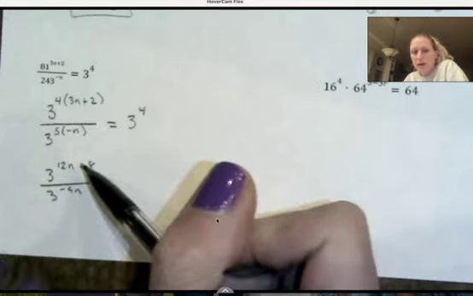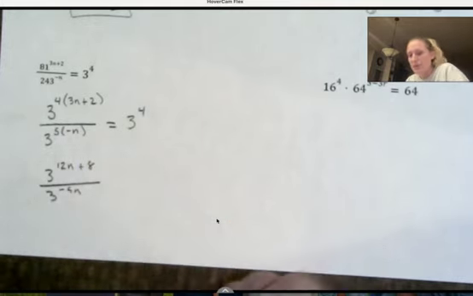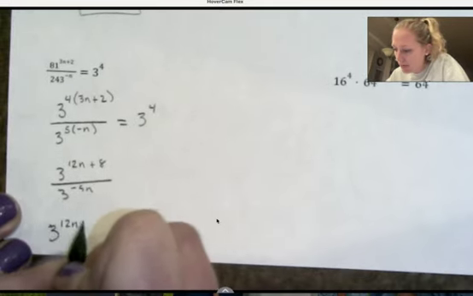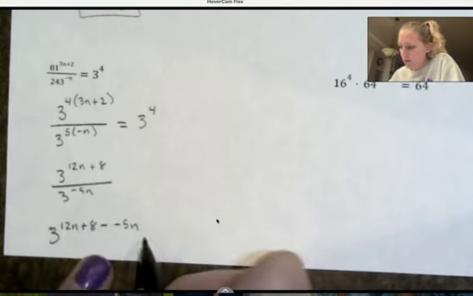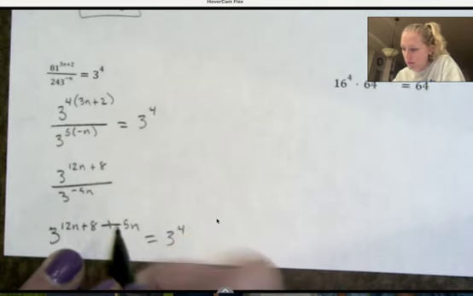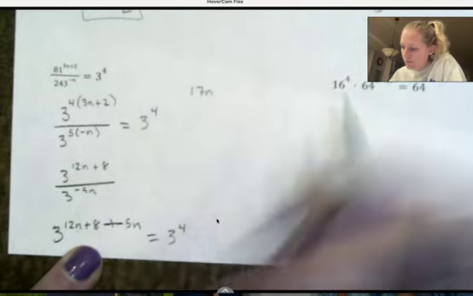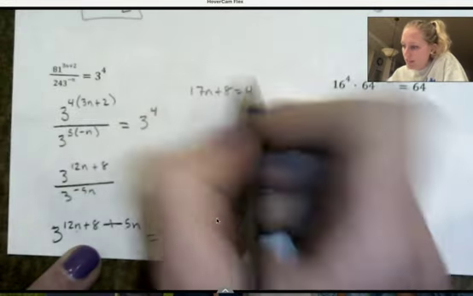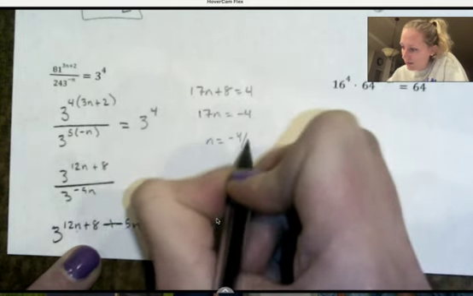So remember, my exponent rule with powers of the same base and I'm dividing is I'm subtracting. So this becomes 3 to the 12n plus 8 minus negative 5n equals 3 to the 4th. Okay, so here this becomes plus. 12n plus 5n is 17n. So we have now 17n plus 8 equals 4. Subtract 8. So n is negative 4/17.